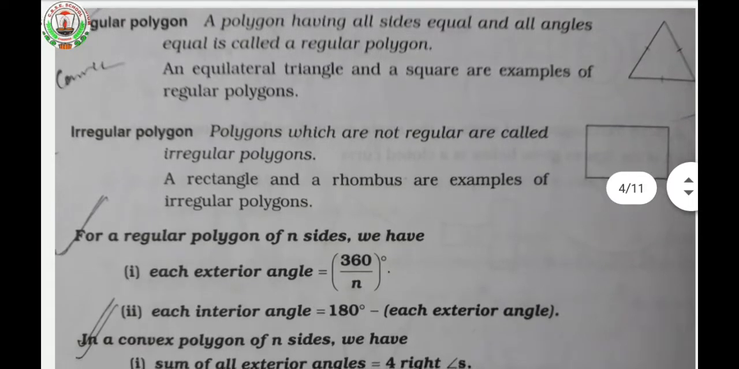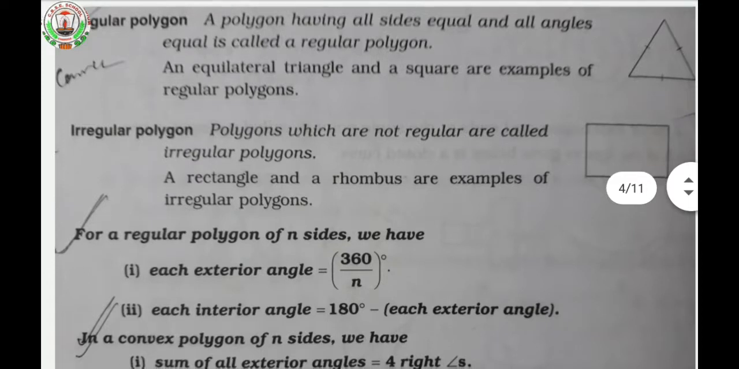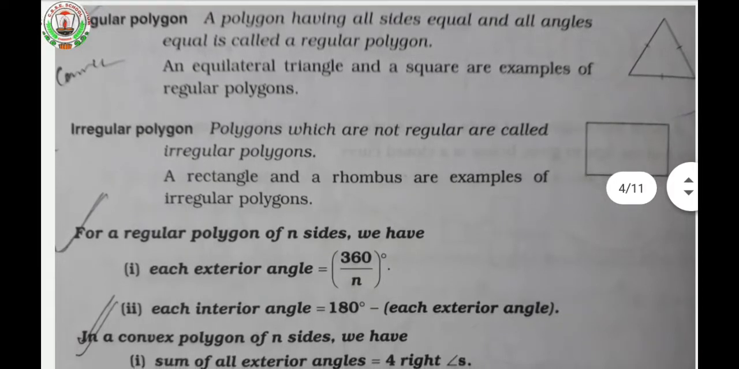In the same way, a square is also an example of a regular polygon. That is, a square has all the four sides equal as well as all the four angles equal. What is the angle of a square? That is 90 degrees, isn't it?